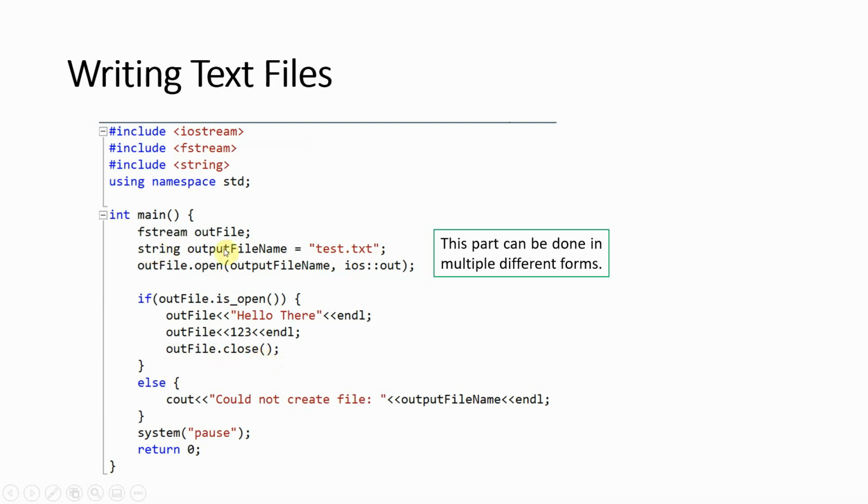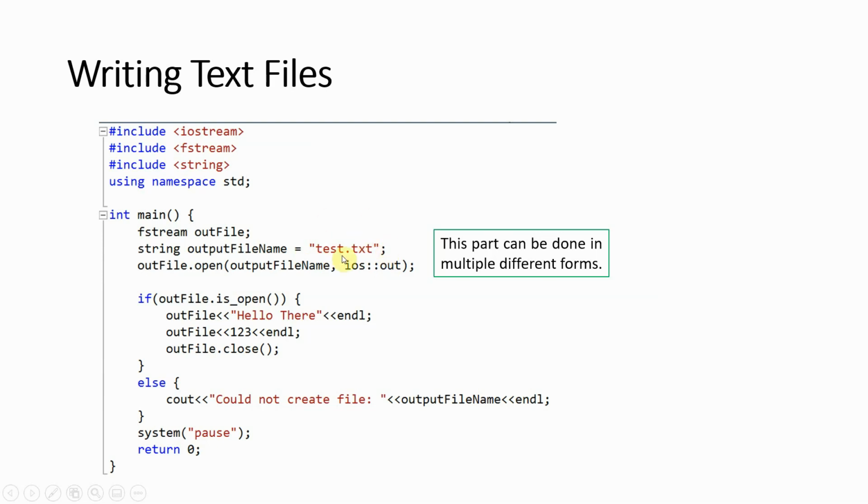One thing I forgot to mention here is that when you're writing a text file, if this file doesn't exist, if we don't already have a text file with the name test.txt in the folder of our C++ program, it is going to be created. This text file is going to be created.